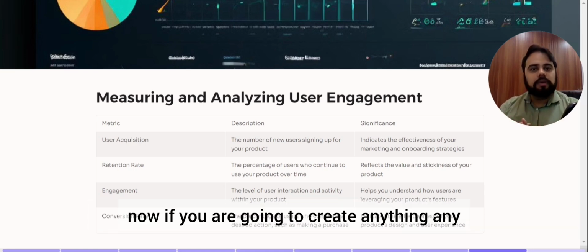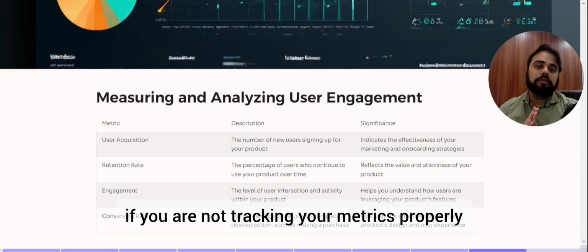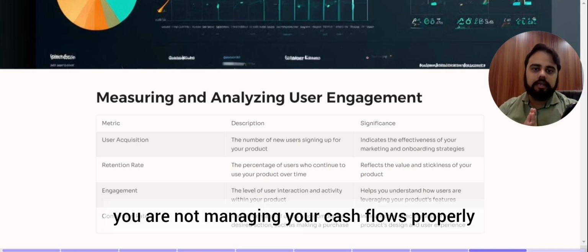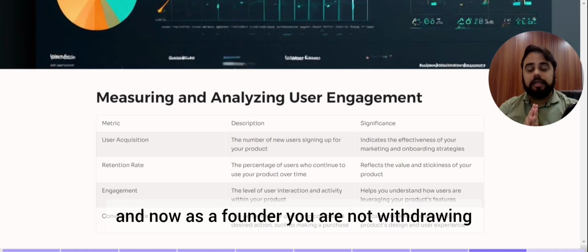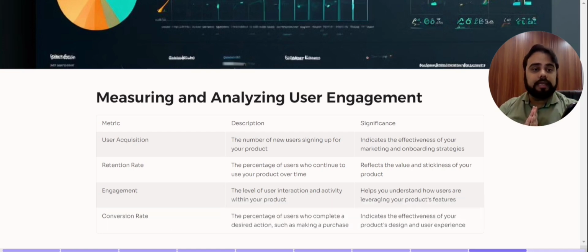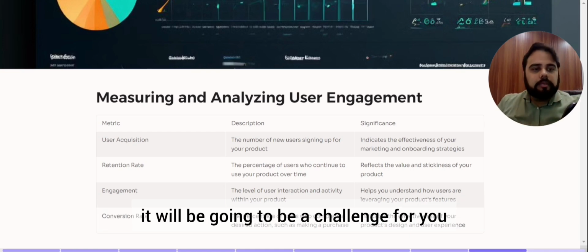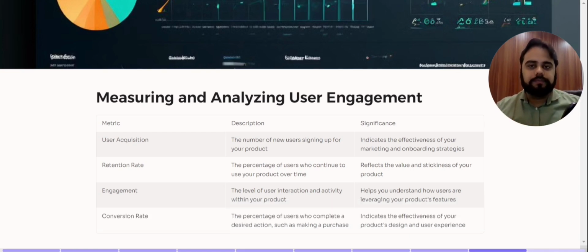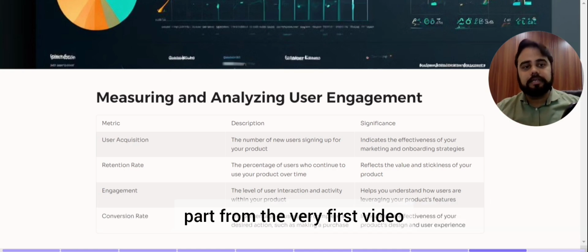So now if you are going to create any business, whether MSME, startup, or solopreneur, if you are not tracking your metrics properly, you are not managing your cash flows properly, you are not analyzing what you are making as profit, and as a founder you are not withdrawing any salary from the business or professional fee from the company, definitely it will be a challenge for you, because from the business you have to make some money out of it. Okay, so that's why I was talking about the profitability part from the very first video.